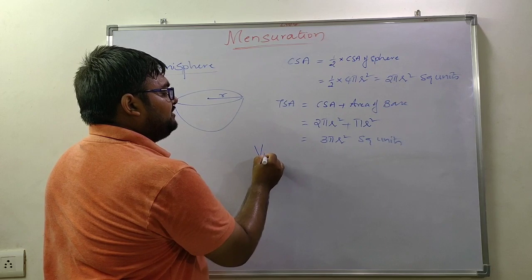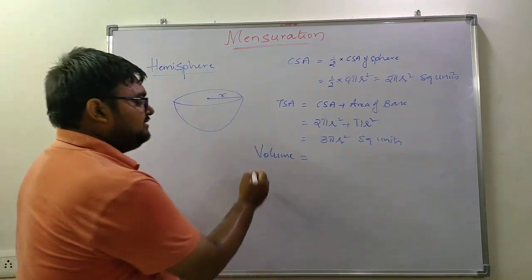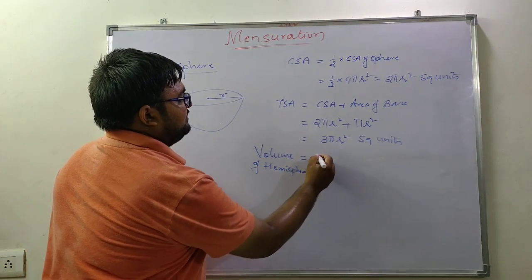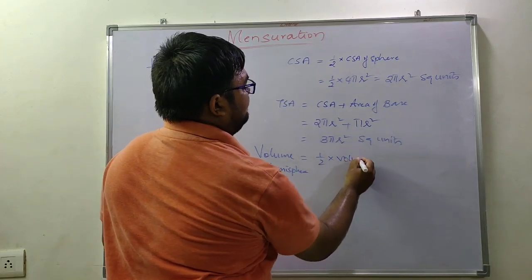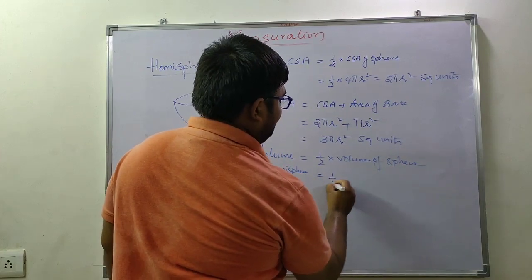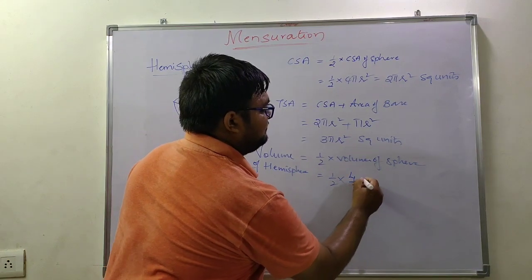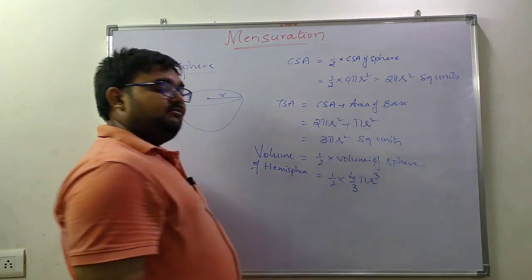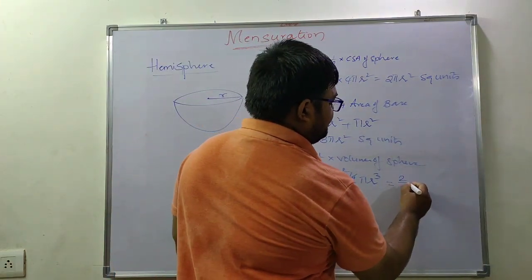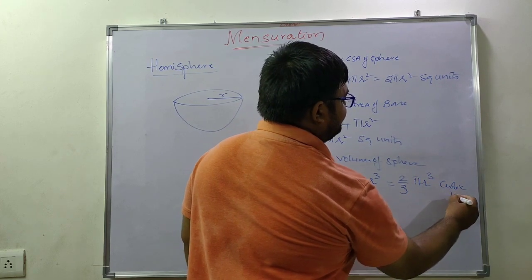Next, talking about volume. The volume of a hemisphere is half of the volume of the sphere, because it is made exactly half. So half into the volume of the sphere. The volume of the sphere is 4/3 pi r cube. Now the 2 in the 4 gets cancelled 2 times. So the formula is 2/3 pi r cube cubic units.